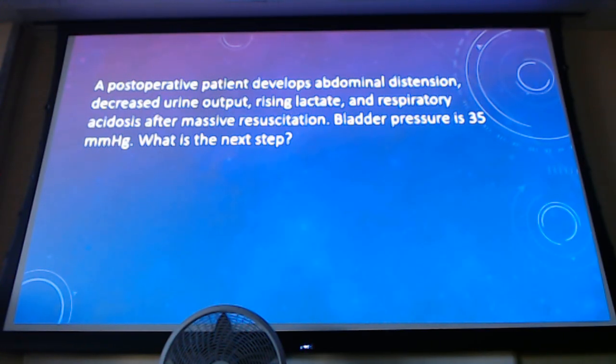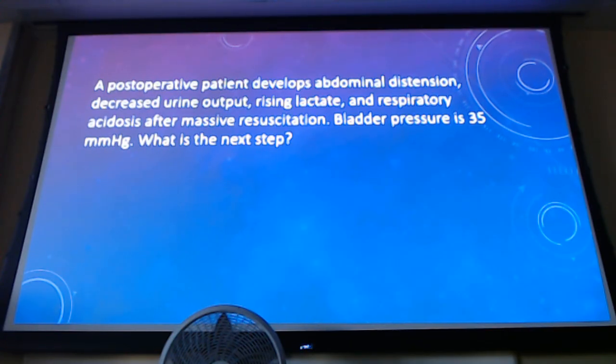With a bladder pressure of 35, what's a normal bladder pressure? What do you think? Less than 15? Less than 20? Less than 20 is normal. Okay? So if you have a bladder pressure of 35, what do you think is happening inside that belly? Distension. Yeah, but what is that distension causing? Abdominal pressure. You're so close. I can see your wheels turning.